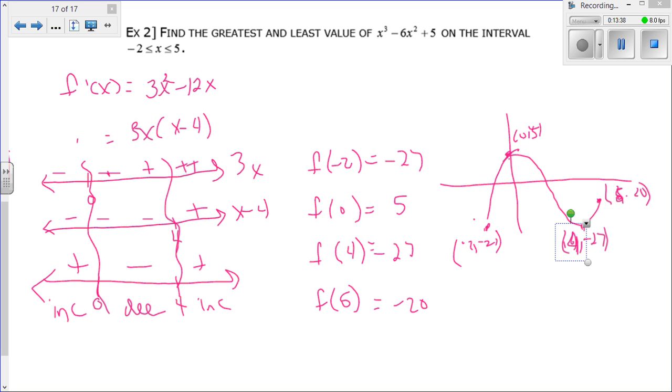So which is the greatest and which is the least? Well, when we're looking for greatest or least, we're looking at our y values. So this is my greatest at 5. And at -27, they're both my least values.